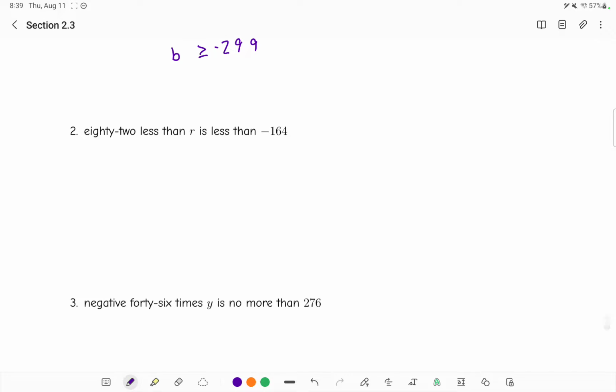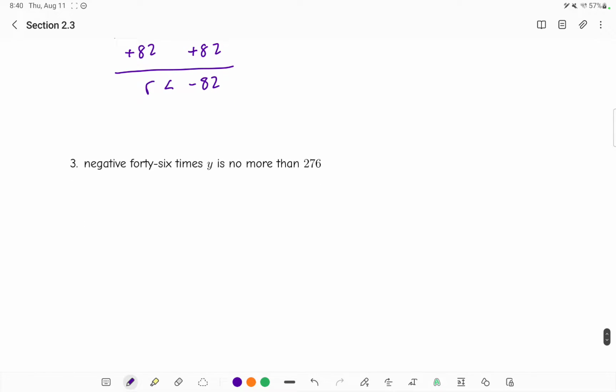Number 2, 82 less than r is less than negative 164. So 82 less than r means r minus 82, because it doesn't say is less than. But this says is less than, so that will be the inequality less than negative 164. So then we add 82 to both sides. Add 82. And we get r is less than negative 82.